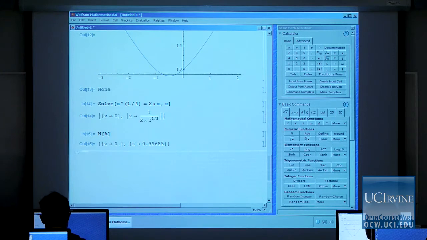All right. Now, let's try another non-polynomial equation that doesn't look too challenging. But it turns out it doesn't have an exact solution. So this is going to be e to the x equals x squared. And we solve for x. All right.